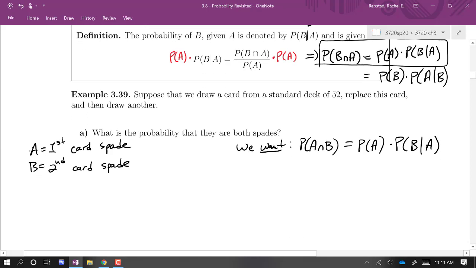P of A, the probability that the first card is a spade, is 1 out of 4. There are 13 spades out of 52, so that is 1 out of 4. Now the probability of B given A. Assume that the first card I drew is a spade, and now I'm going to put that back and draw another card. The probability is not going to change. Because I put that card back, I still have that same probability of 1/4 that I'm going to get a spade on the second go around. So now I'm going to use both of these values. Probability of A is 1/4, probability of B given A is 1/4, and that gives us 1 out of 16.